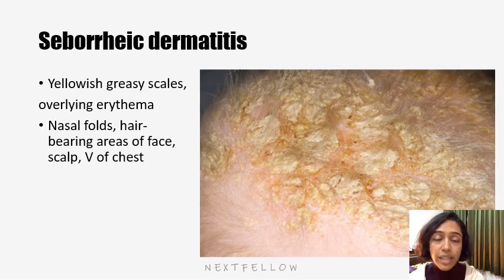Okay, seborrheic dermatitis in an infant. It's also known as cradle cap when it affects the scalp of an infant. So you have yellowish greasy scales which overlie an erythematous base on the scalp. These can affect, of course, the hair-bearing areas of the face besides the scalp, the nasal folds, and in adults it can affect the V of the chest as well.